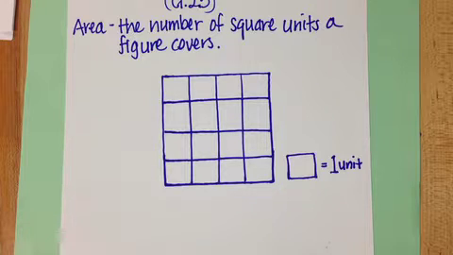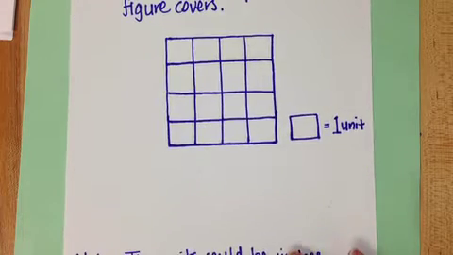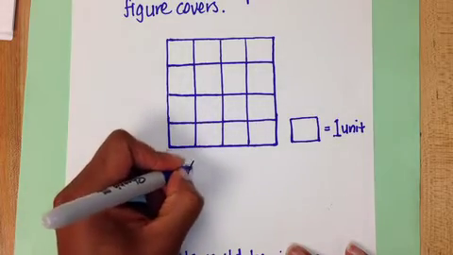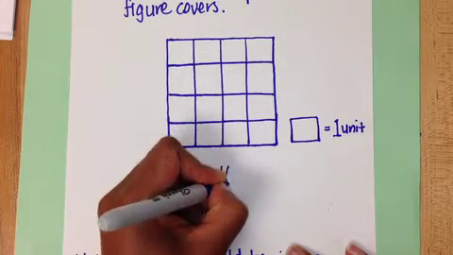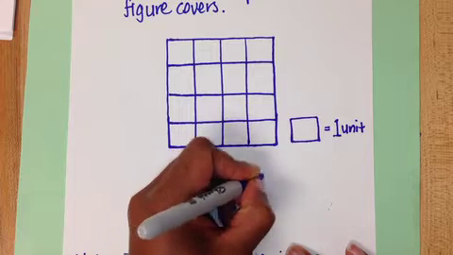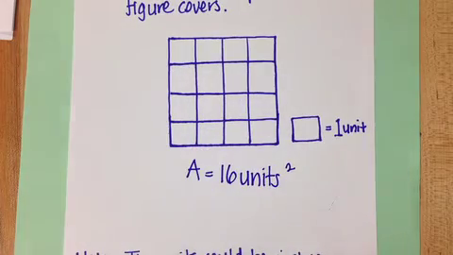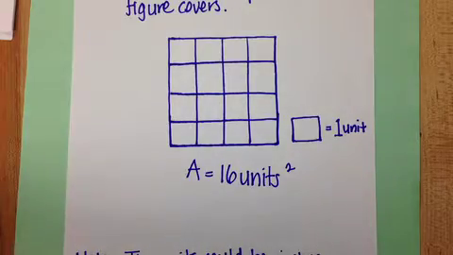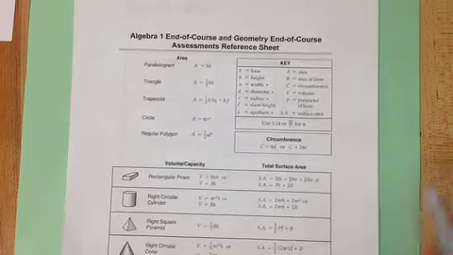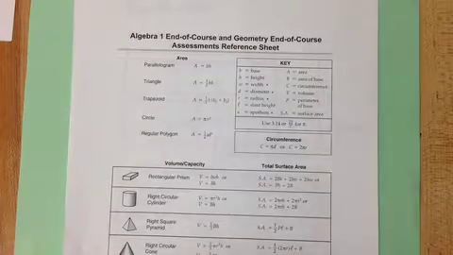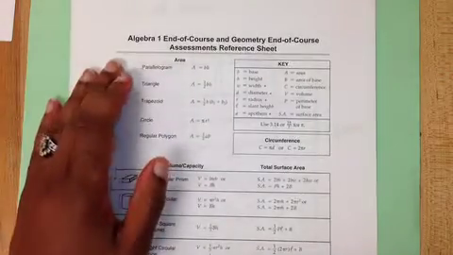As you can see, if each unit is represented as one square unit, then we have 16 square units within the box. So that means that my area of this is equal to 16 units squared. Is there another way that we can find the area of this figure? There is. If we look at our reference sheet, we can find the formulas for the area of polygons and other figures.